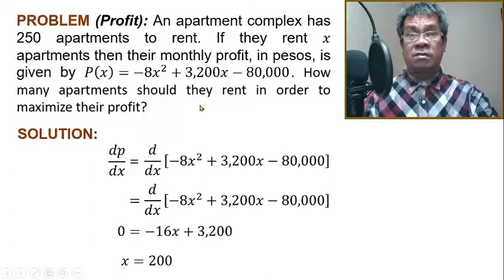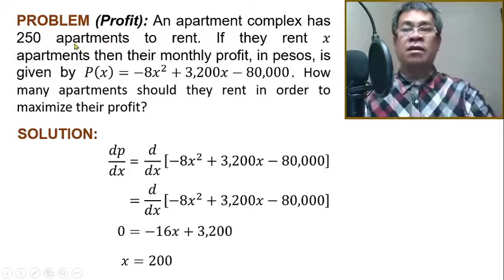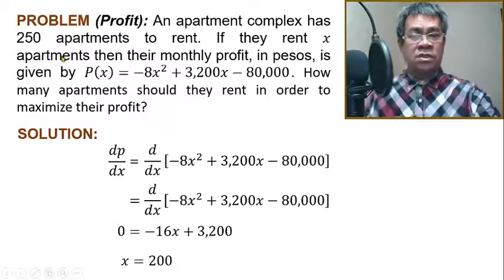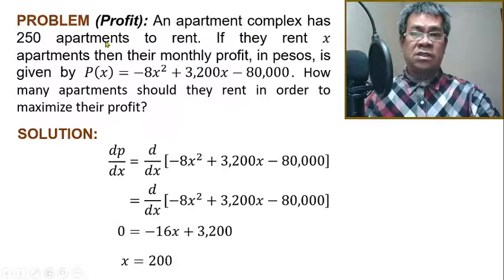Okay, why? Maybe if there are many rooms that operate during the time, maybe it has greater expenses. No? So this is based on their study. So with this, we are able to obtain the optimum number of apartments that can be used, and that is only 200.